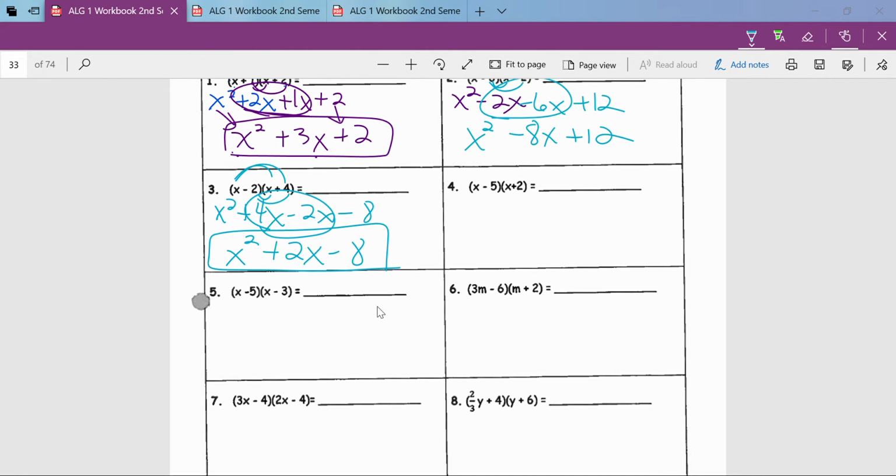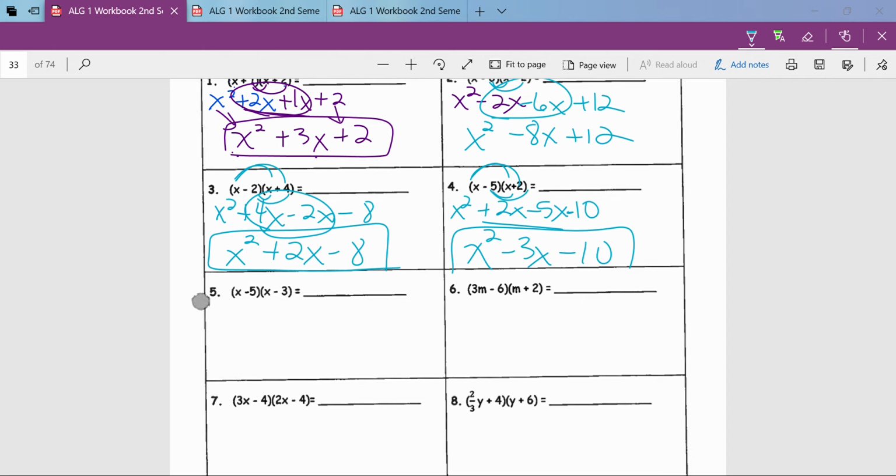Okay. X times x is x squared, x times 2, 2x. Negative 5 times x, negative 5x, negative 5 times 2, negative 10. Middle two terms, again, they're different signs. That's a positive 2 and a negative 5. We subtract and keep the sign of the larger one, or just 2 minus 5 will give me a negative 3.